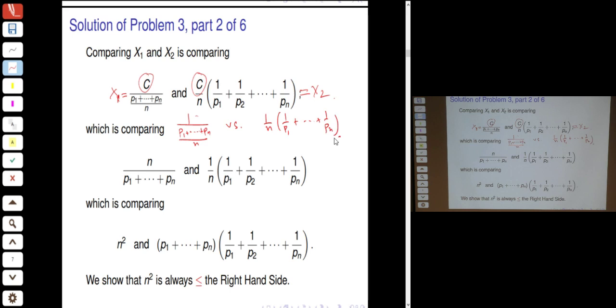In some sense, these two cancel. So suppose there was an inequality between the two. Suppose it was like this, then these two would cancel, or if it was an inequality like that, these two would also cancel. So the answer to this question, which one is greater, will not depend on C. It will really depend on the comparison between these two quantities. So this one you can simplify as n over P1 plus P2 up to Pn, and this is exactly what it is.